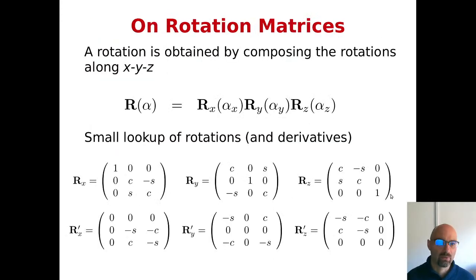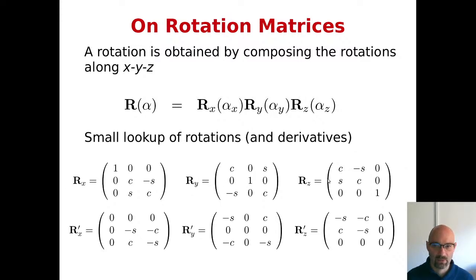Now, small recap on rotation matrices. Well, there are a gazillion ways of composing rotation matrices on angles. Actually, you could swap these three things as you want, but we will stick to this because you remember much easier x, y, and z. So a rotation matrix is the product of three rotation matrices, Rx of alpha x, Ry of alpha y, and Rz of alpha z, where we have a small lookup of the rotations.